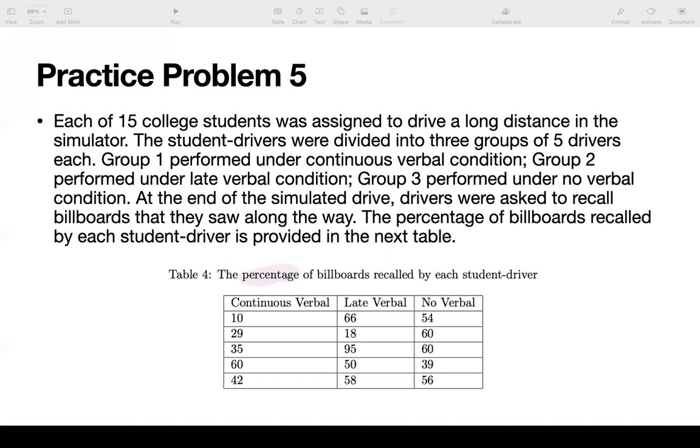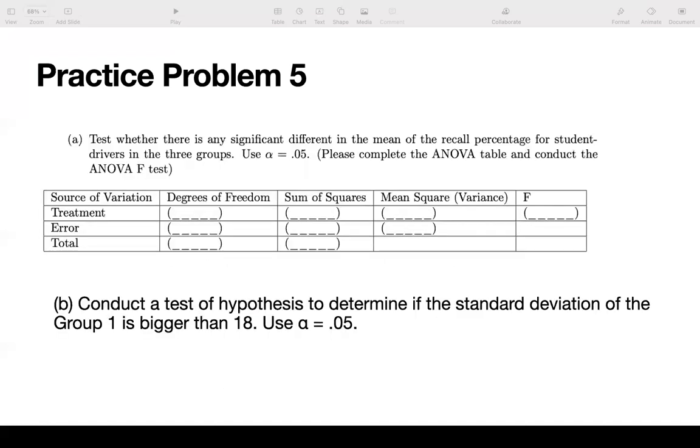So here's the fifth one. And this is the first table. You can take a screenshot if you want to. We have the two parts here. And I'll give 5 minutes for this one.